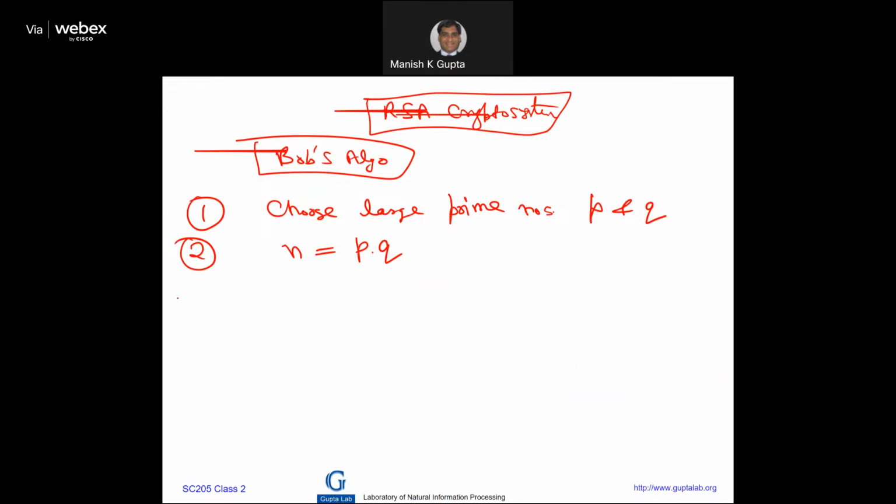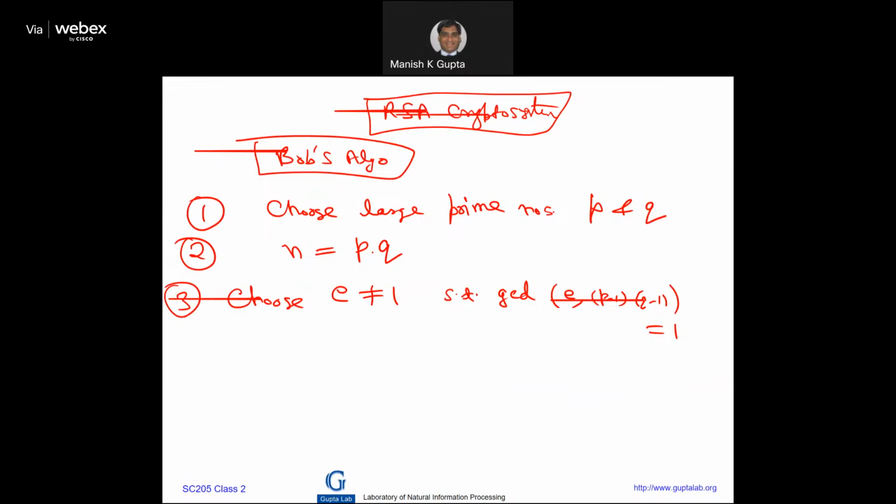Fine. Third, choose a number E not equal to 1 such that GCD of E and (P minus 1) times (Q minus 1) is 1. So now we are working modulo (P minus 1)(Q minus 1). Essentially, we are working modulo phi of n, which is known as the Euler totient function. But forget about all that. I'm just writing everything for you. So choose a number E such that this GCD is 1.